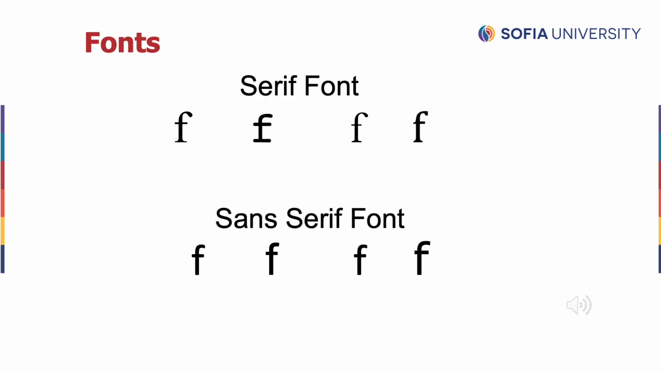Let's begin with the types of letters that make up the words we read. There are two major classifications of fonts: serif font and sans serif font. The word serif refers to the feet or strokes at the end of the lines of the letter. The term sans serif means without feet. Here you can see the lines of the font are more simplified and clean.